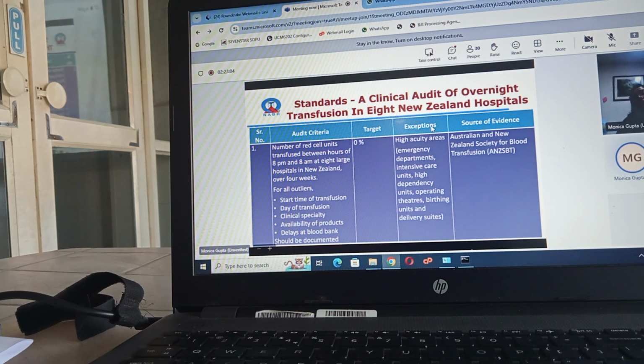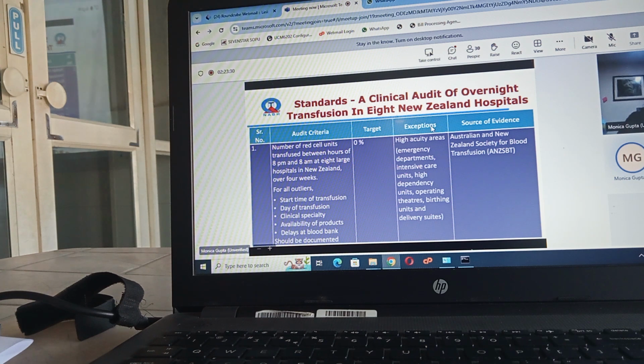Mainly because that is from 8 p.m. to 8 a.m., and everybody knows that in the night shift the staff is fewer and also tired. There are other factors too: even patient attendants are sleeping, patients are sleeping, and you do not want to transfuse unless it is really necessary during that time frame. Added to that, the lighting is poor and so on.